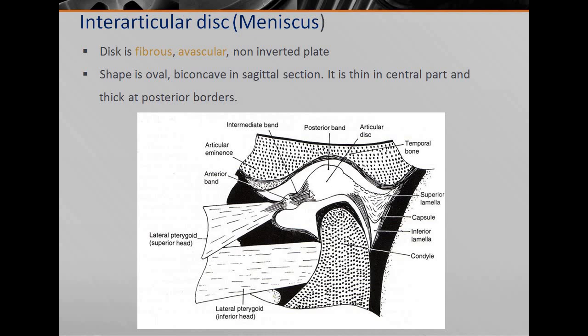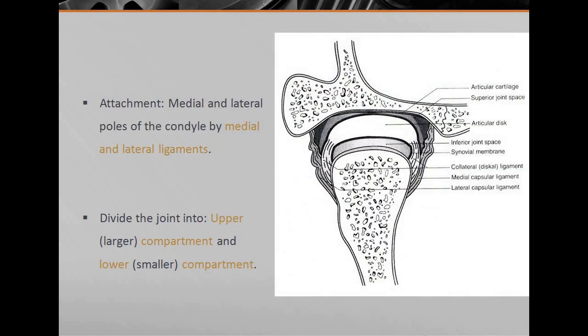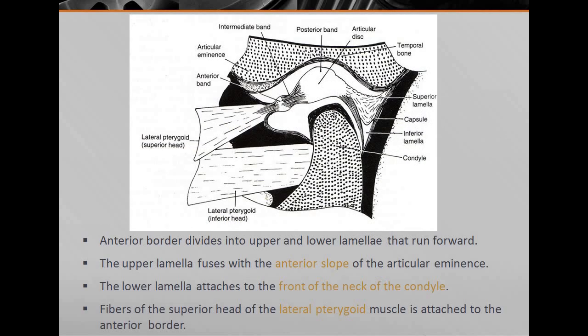Next is the meniscus, also called the intra-articular disc. It is a fibrous, avascular, non-innervated plate. The shape is oval, biconcave in sagittal section. It is thin in the central part and thick at the posterior border. Attachment: the medial and lateral poles are attached to the medial and lateral ligaments. They divide the joint into an upper compartment and a lower compartment.